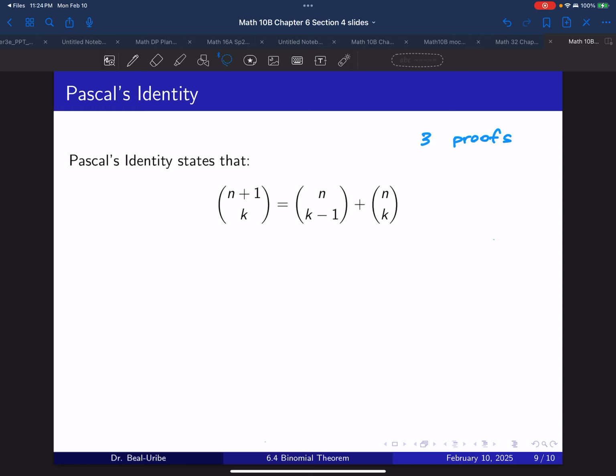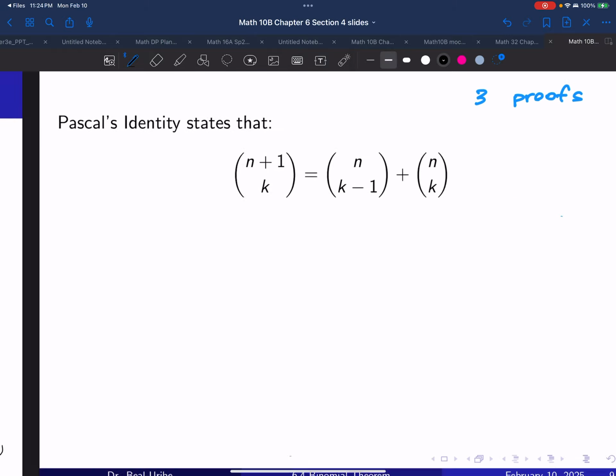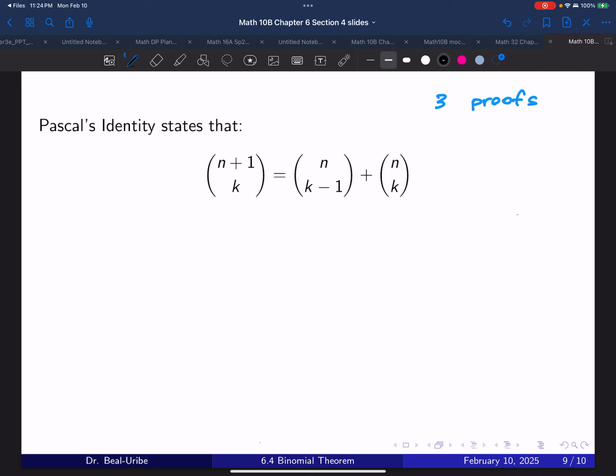Let's move on to this identity. This is the last thing we'll cover. This is actually really cool. It's Pascal's identity. We're going to do 3 different proofs. The first is literally just using algebra and working with the factorials. So let's start off with that.